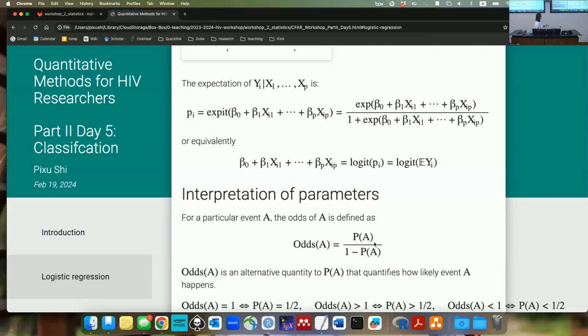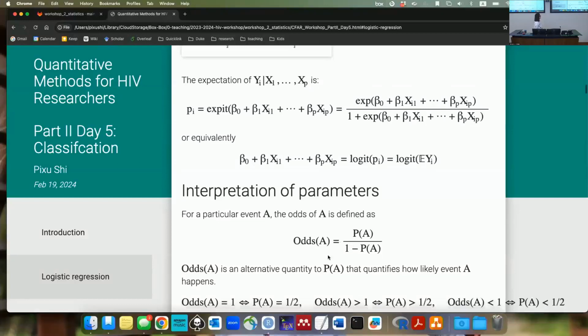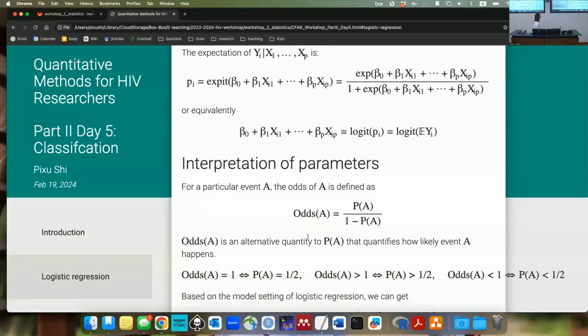Why do we define an extra quantity like this? This is just more commonly used in gambling. You have the probability of winning over the probability of losing, that's your odds of winning. And when the odds is larger than 1, you are more likely to win. When it's lower than 1, you're more likely to lose. So it's just an alternative way to describe how likely an event is to happen.